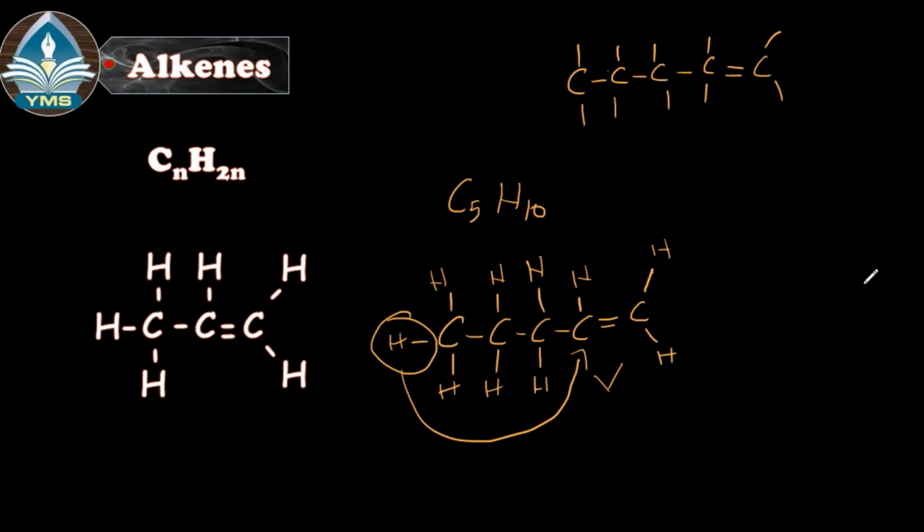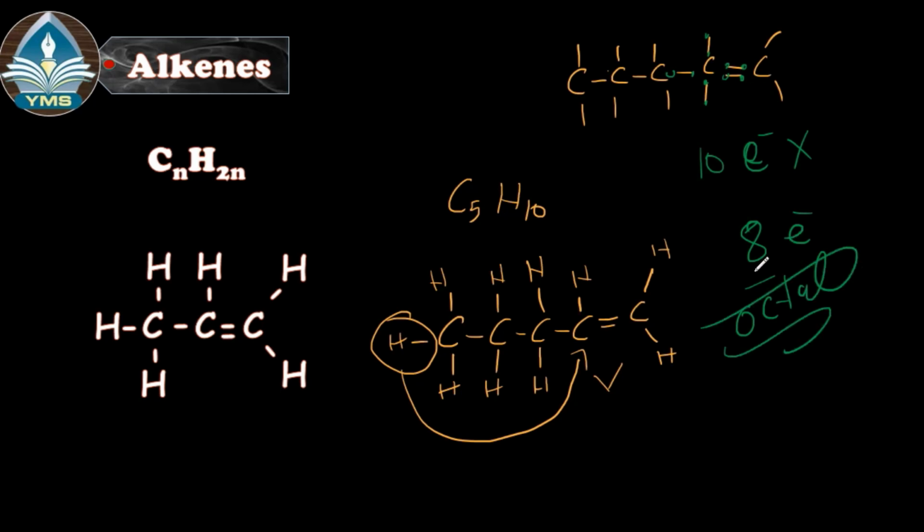Now the problem is every bond represents 2 electrons. So this is 1, 2 electrons. This is 1, 2, 1, 2, 3, 1, 2. Now if you draw it like this, it means this carbon is going to have 1, 2, 3, 4, 5, 6, 7, 8, 9, 10 electrons. And there's no atom which can have this number of electrons. The maximum is 8. We call it full octet. So this is not true because it has 10 instead of 8.